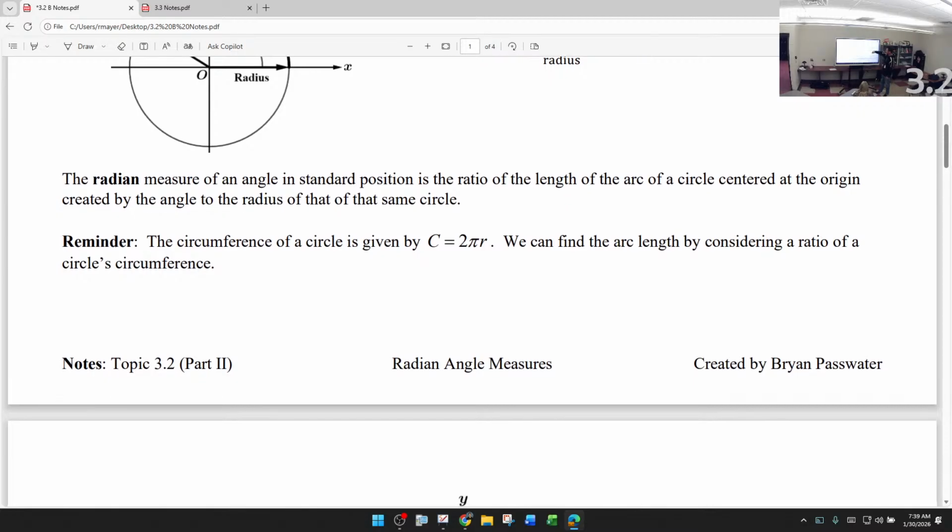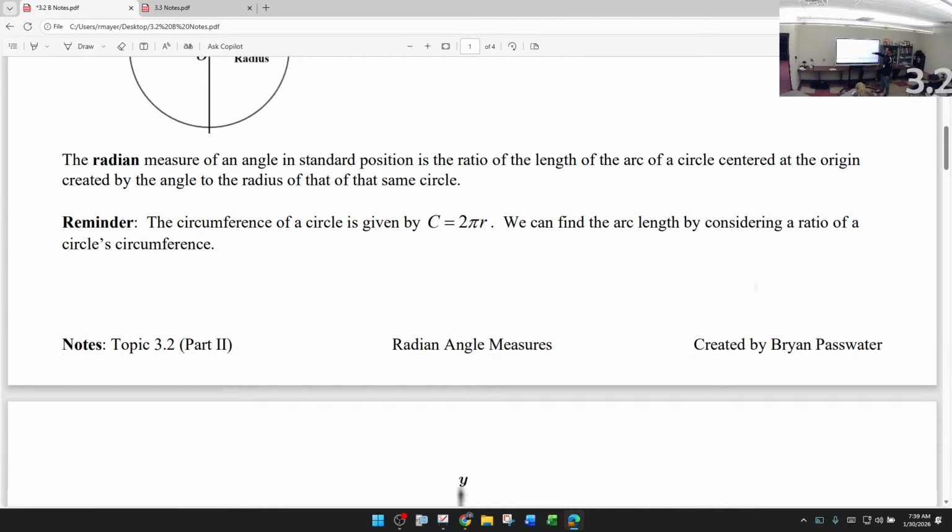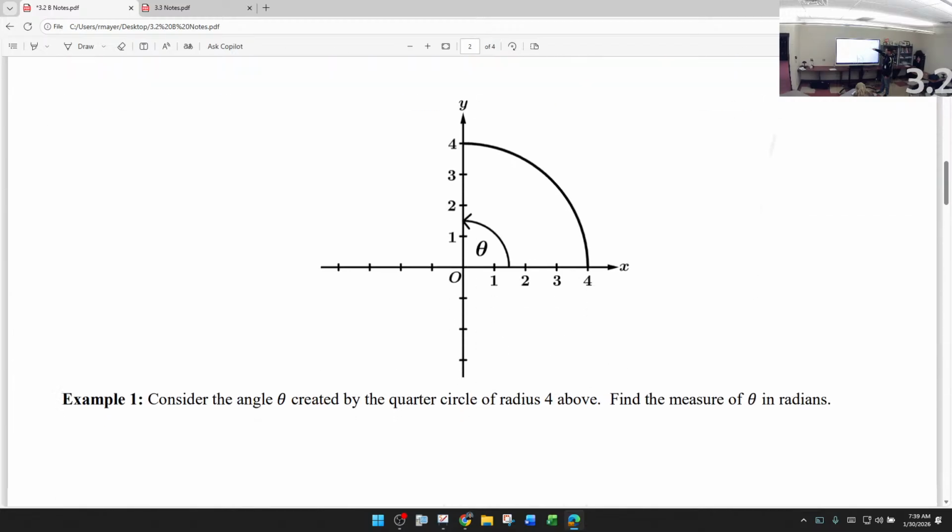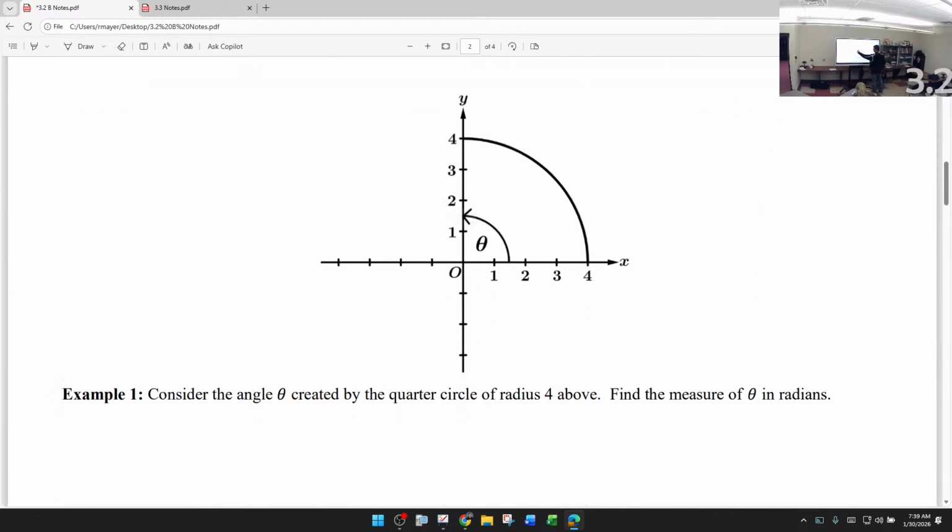The circumference is given by 2 pi r. You need to know it, but I think you already do. So there's theta, that's an angle, and that's the radian. 90 degrees is pi over 2. Again, we're not going to deal with anything with degrees.